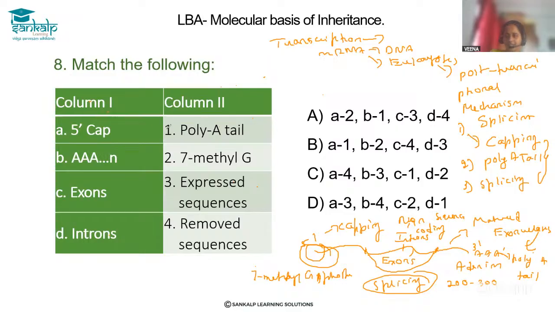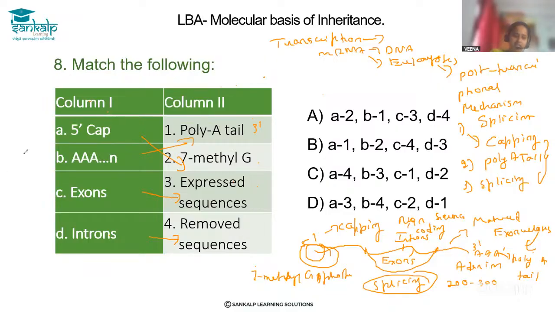So now you can easily match, right? The 5 prime cap means adding the 7 methyl guanosine cap. Adenine residues means adding the poly A tail to the 3 prime end. And exons are coding sequences, that means expressed sequences. Introns are non-coding sequences, so they have to be removed from the mRNA. So these are the removed sequences.